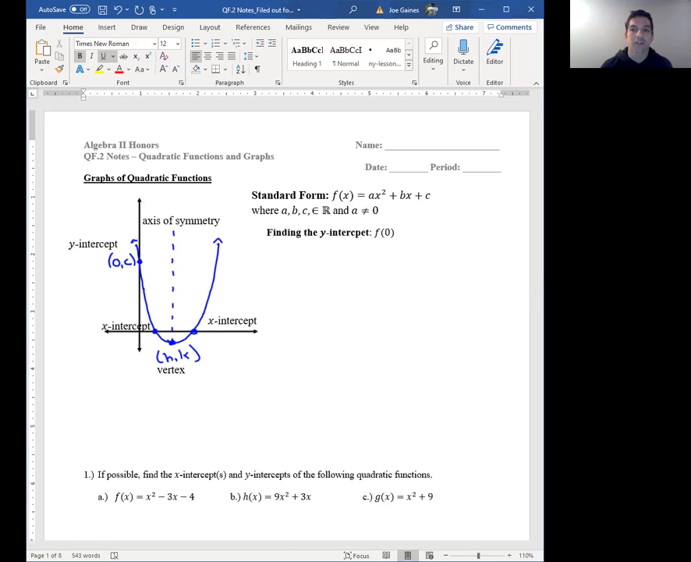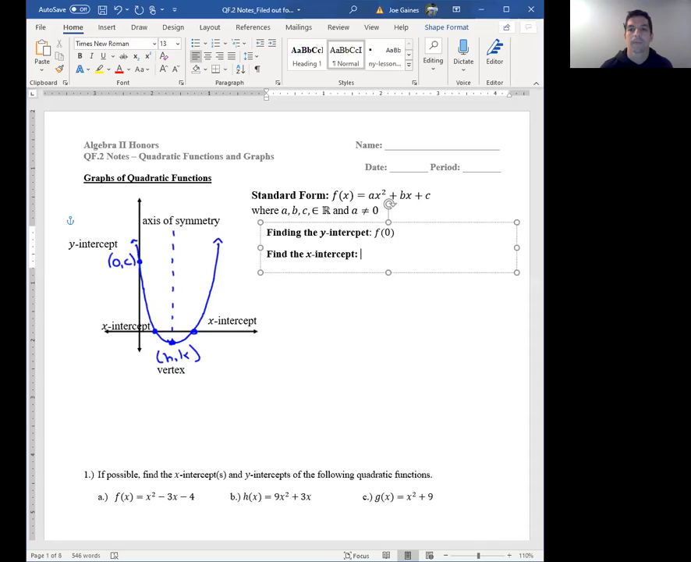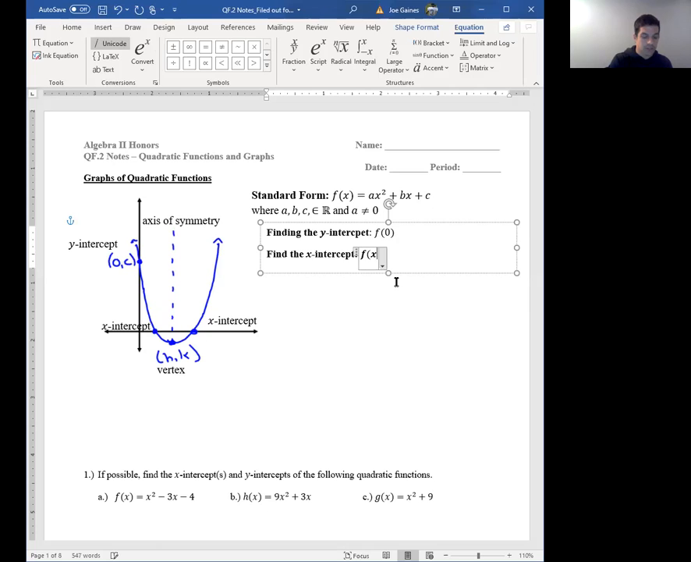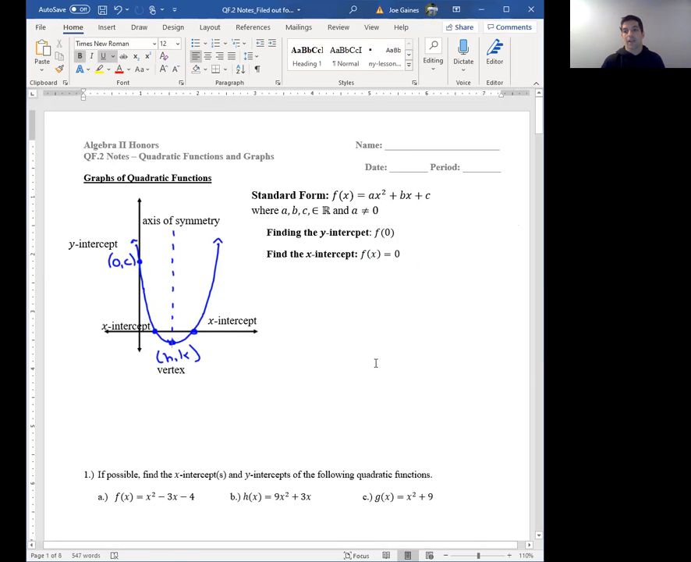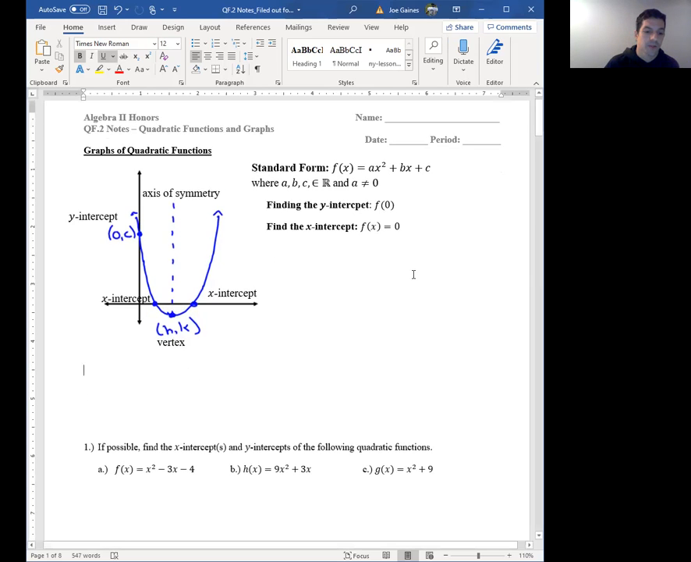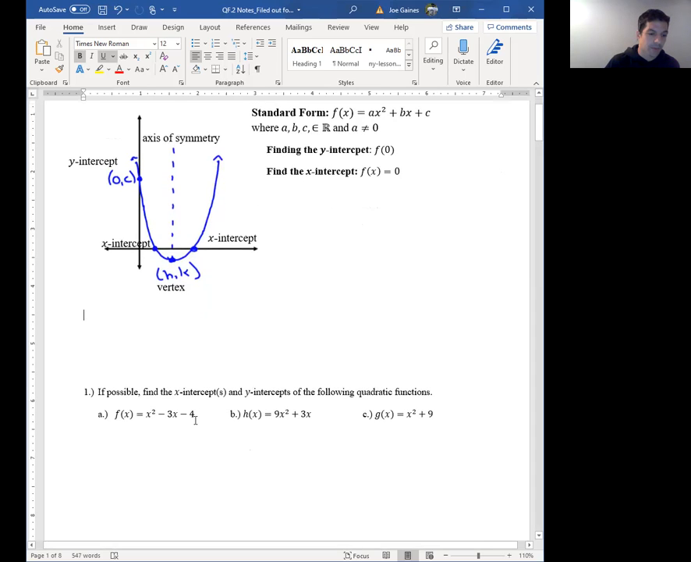The other thing that we can find algebraically is the x-intercept. In order to find the x-intercept, we can use the skill that we worked on in the last target, which is solving quadratic equations. The x-intercepts are the solutions of any quadratic equation, found by setting that equation equal to 0 and then solving. So if we wanted to find these x-intercepts for any quadratic function, we need to set that function equal to 0 and solve. That takes us down to problem number 1.